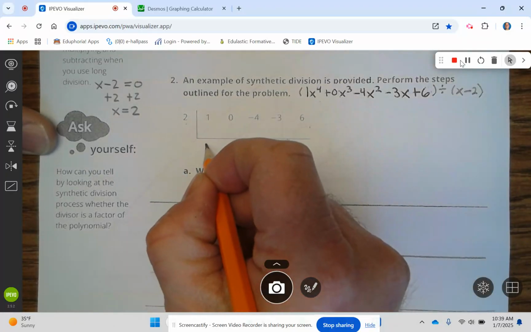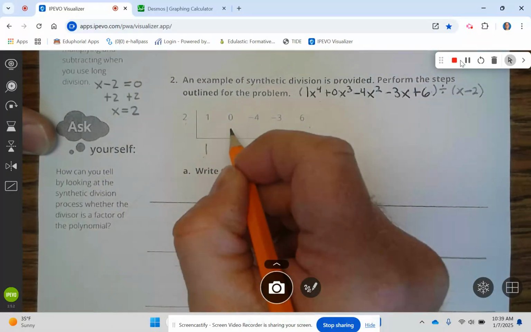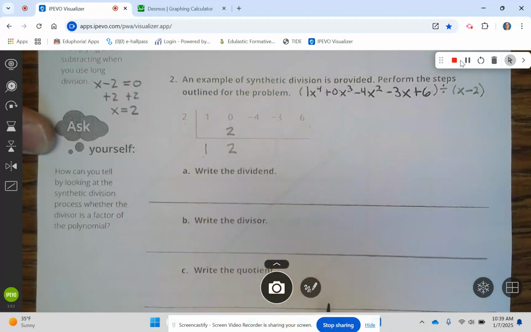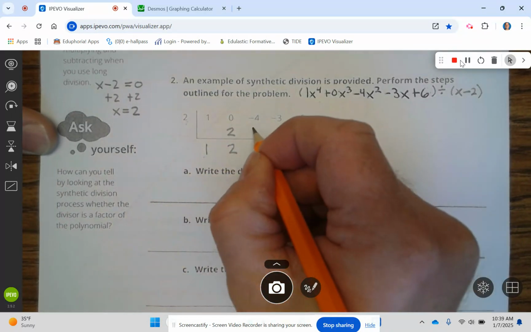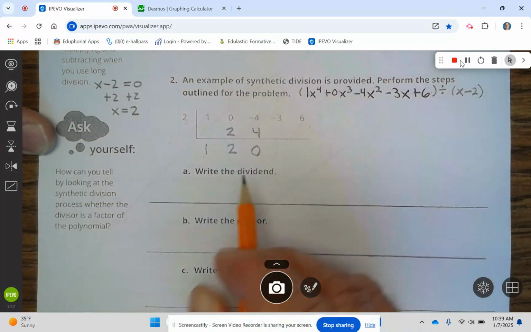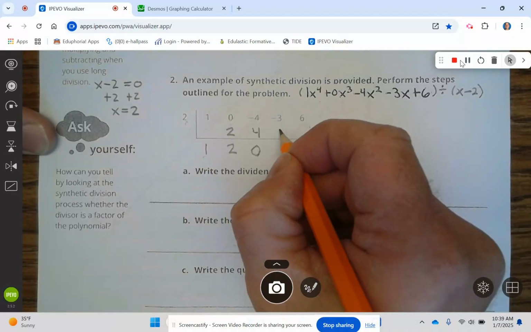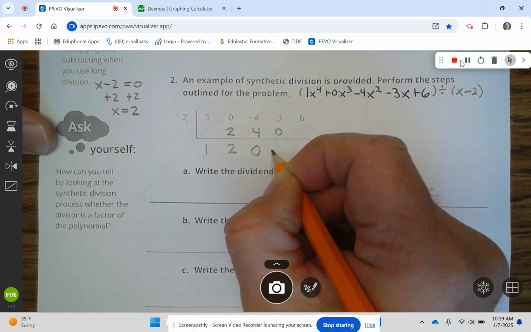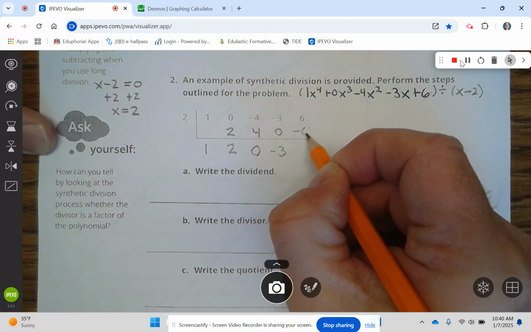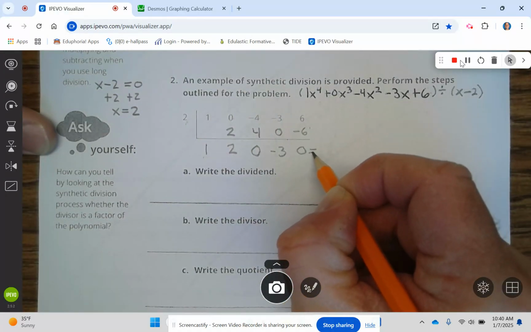And then we bring down the first number, and then we multiply. 2 times 1 is 2, and we combine. 0 combined with 2 is 2, and then we repeat. 2 times 2 is 4. Negative 4 and 4 combine to be 0. 2 times 0 is 0. Negative 3 and 0 combined to be negative 3. 2 times negative 3 is negative 6. 6 minus 6 is 0, which is the remainder.